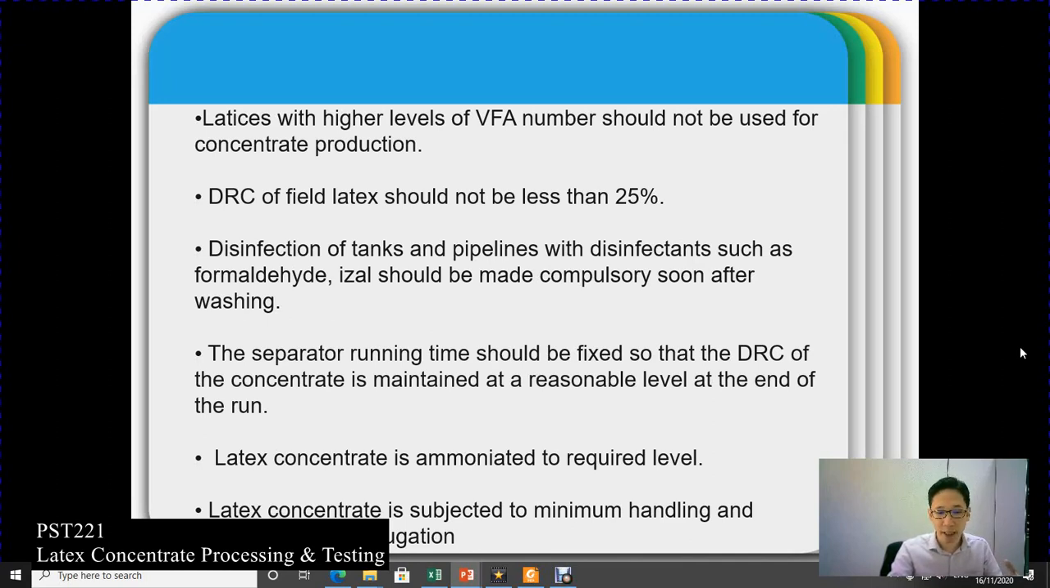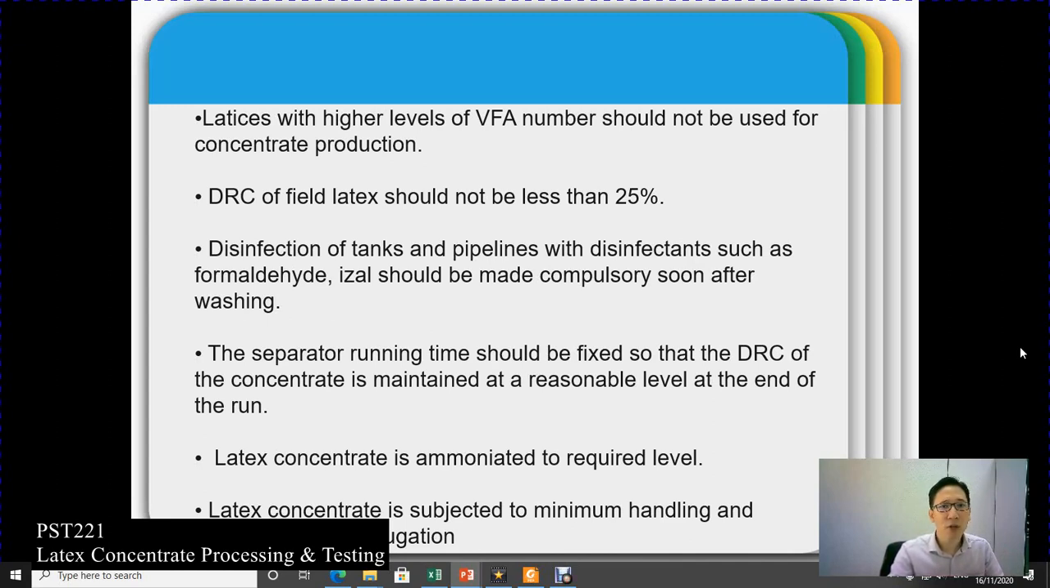If the VFA number is consistent and you know it's in the good range of 0.01 to 0.03%, then you should be able to proceed with the concentration process, or else you need to discard it. Bear in mind the VFA number.